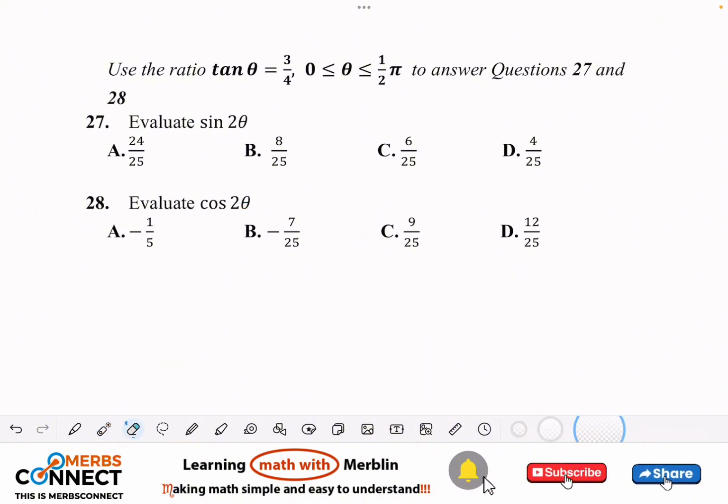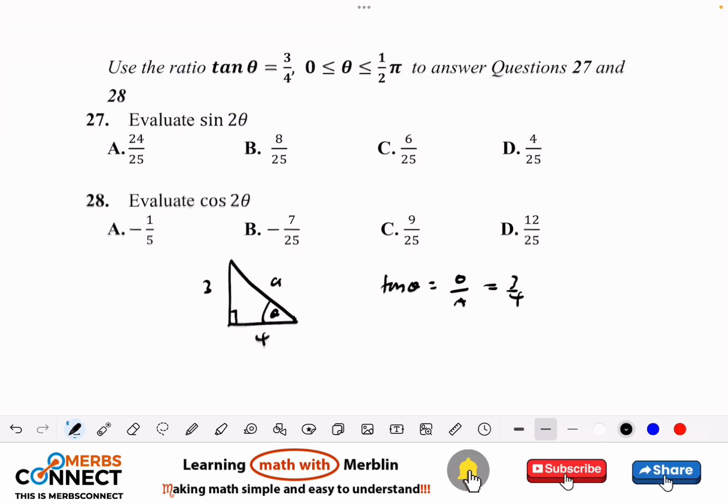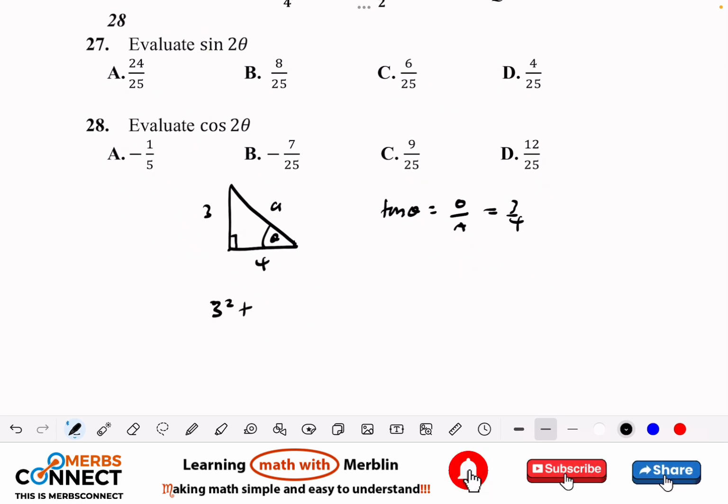But if you want to use the long way, now I can pick the right angle triangle where this one is 90, and I say that this is theta, right? We know that tan theta is opposite over adjacent. So this is 3 over 4. So opposite is 3, adjacent is 4. So we need to use Pythagoras theorem to find A. So 3 squared plus 4 squared is equal to A squared, right? This is going to be 25 equals A squared, and A will be 5. So A is equal to 5, right?